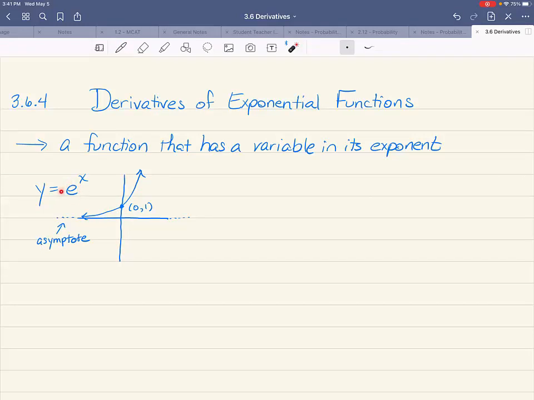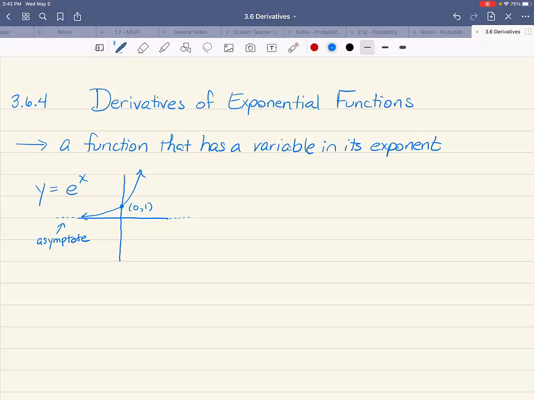Now, the e, to be an exponential function, could be a 2 or a 1/2 or a 5 or anything else. But e is the one we're going to focus on today, because e is the most beautiful function as far as derivatives go that we can work with. And it is one that shows up in the real world a lot.